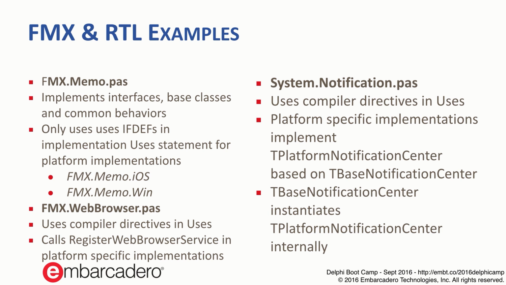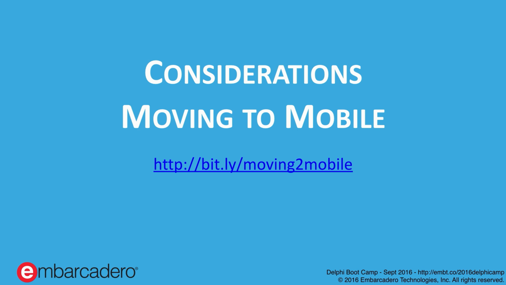So all the iOS-specific code is in one unit, all the Windows-specific code is in another unit. And there are some other examples for you to look at as well. So let's talk about some of the differences in the compiler between mobile and desktop.